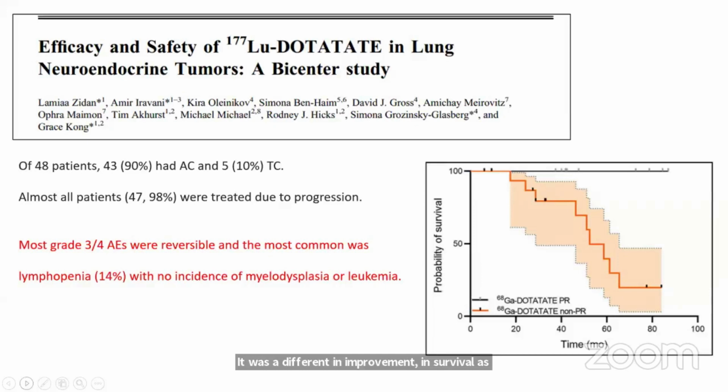Most importantly, most grade 3 or 4 adverse effects were reversible, and the most common was lymphopenia, with no incidence of myelodysplasia or leukemia, which has often been reported in patients with radionuclide therapy. Next slide.